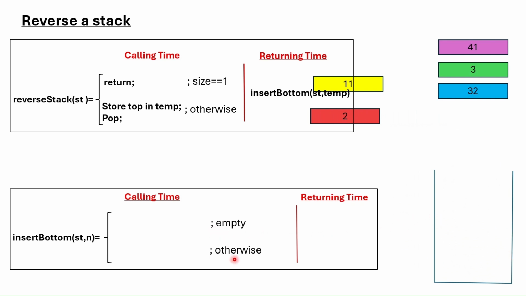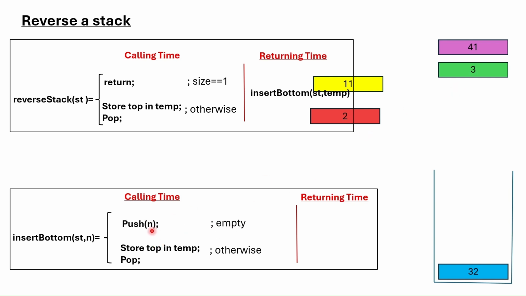If the stack is not empty, we were storing the top in a temporary variable and we pop. Now again look, is the stack empty? Yes. So we push the 32. Now again, we check: if the stack is empty, what were we doing? We were pushing n. So once we reach our base condition, we return.